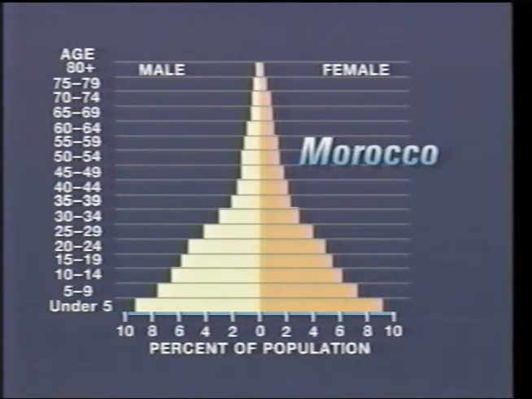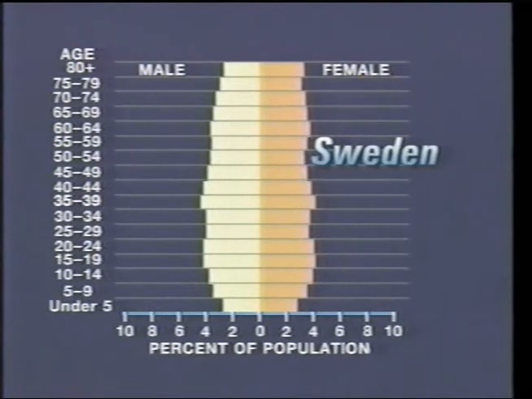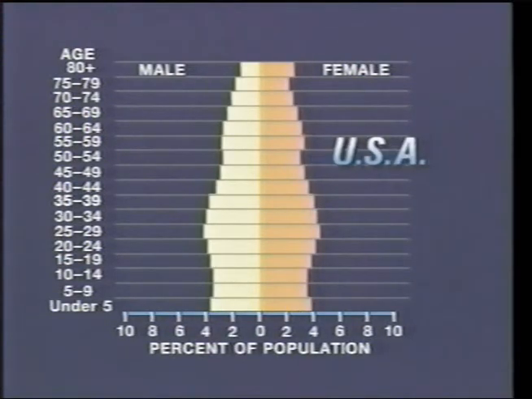For Moroccan citizens, this means that there are many more young dependents in the society than working-age people to care for them. Now compare Morocco's population pyramid with that of Sweden. Sweden's population is characterized as near stationary. That is, the rate of growth is near zero, and there are roughly equal numbers of people in all age categories.